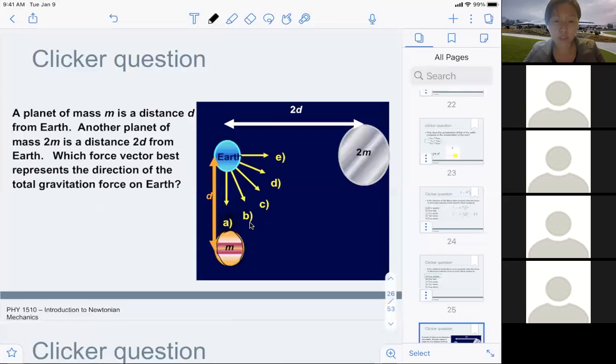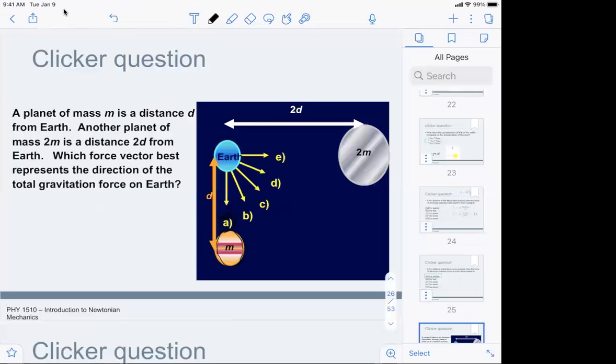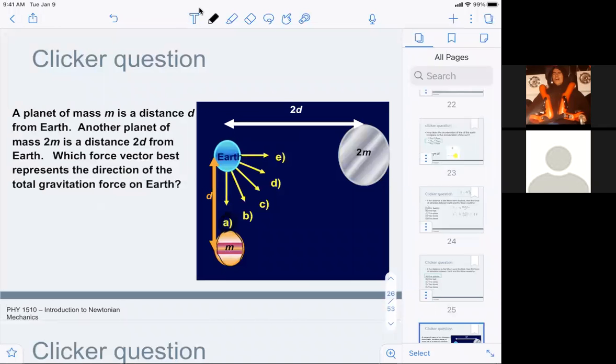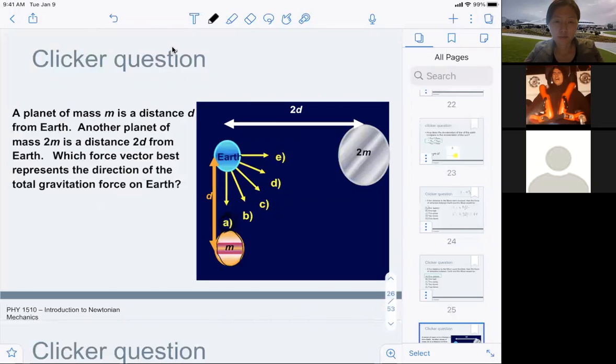I believe I will be joining room group 7 today. Okay, hello, Michael and Spencer. Hi. What do you think about this question? How do we get started?